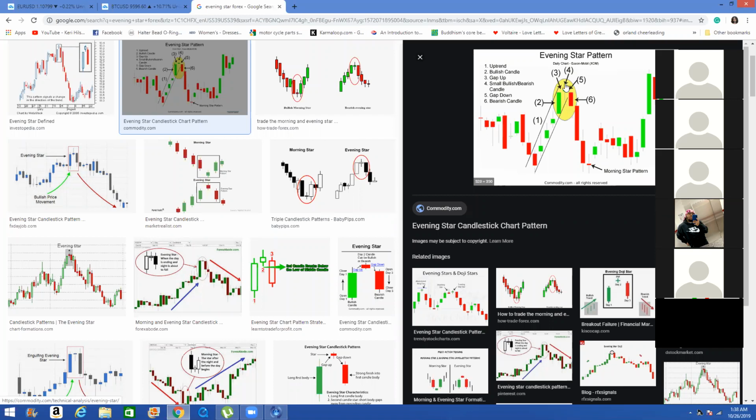It's an evening star because the morning star is right here. It's lower. When the sun sets and rises, it starts low, goes high, and goes down. So obviously the morning star is going to be low and the evening star is going to be high. All right, I hope that makes sense for y'all.